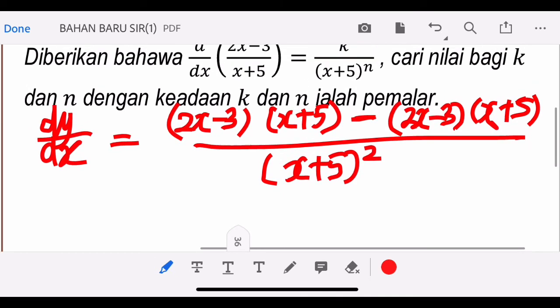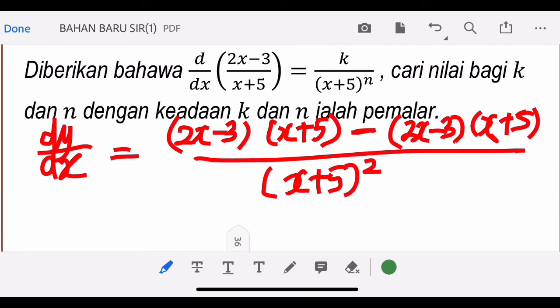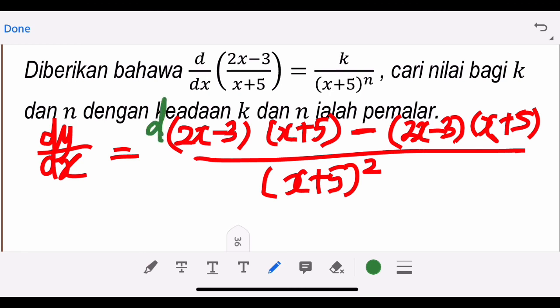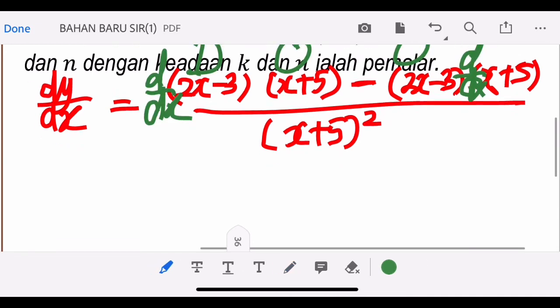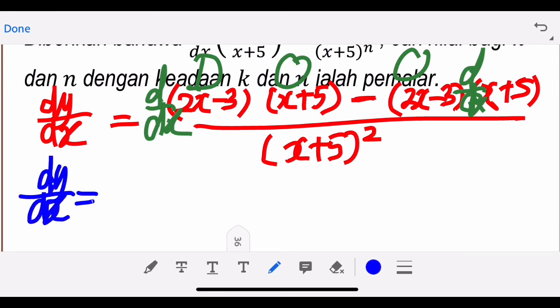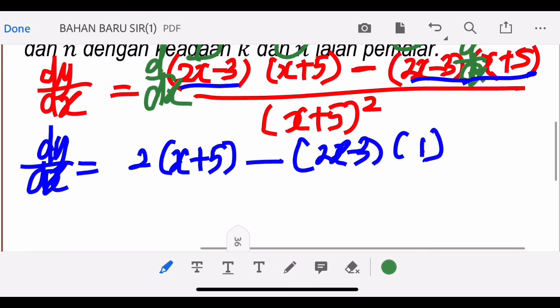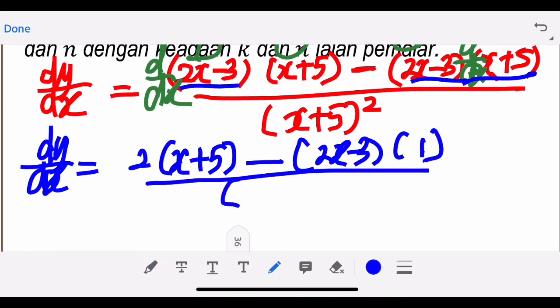Okay, now we need to label the DO. How to label the DO? Okay, which one you need to do? So do this D. This one don't do. This one don't do. This one do. Alright, so it's like that. So now let's do. So dy/dx. Okay, you differentiate this thing, you get 2, right? This one you don't do, you copy. Minus. This one you don't do, you copy. Then this one you do, you differentiate x, you get 1. Differentiate 5, you get 0. 1 plus 0, so you get 1. Don't forget the over V square.